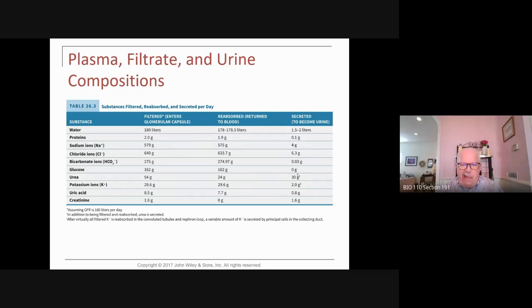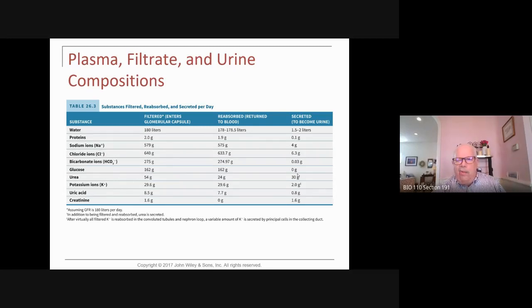Okay? So that's very important to understand. You lose the protein of your muscle every time you go to the bathroom to urinate. Okay? Urea also comes from amino acids, but from other parts of the body. So, urea, potassium, uric acid, and creatinine are all waste products.